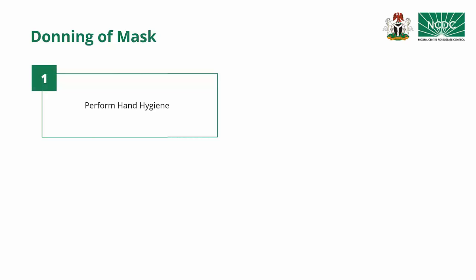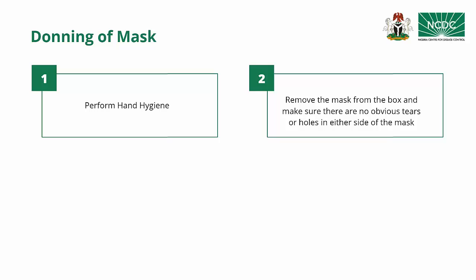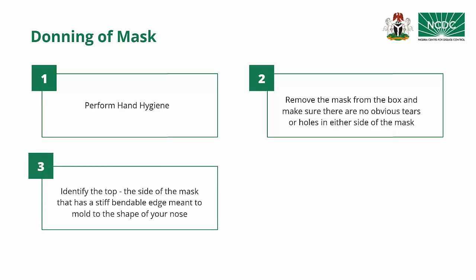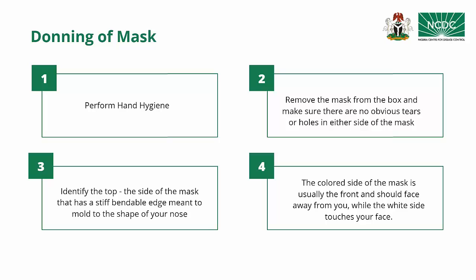Before donning mask, always ensure to perform hand hygiene. Remove the mask from the box and make sure there are no obvious tears or holes in either side of the mask. Identify the top of the mask, which is the side of the mask that has a stiff bendable edge meant to mold to the shape of your nose. Then, identify the colored side of the mask. This is the front of the mask and it should face away from you, while the white side touches the face.